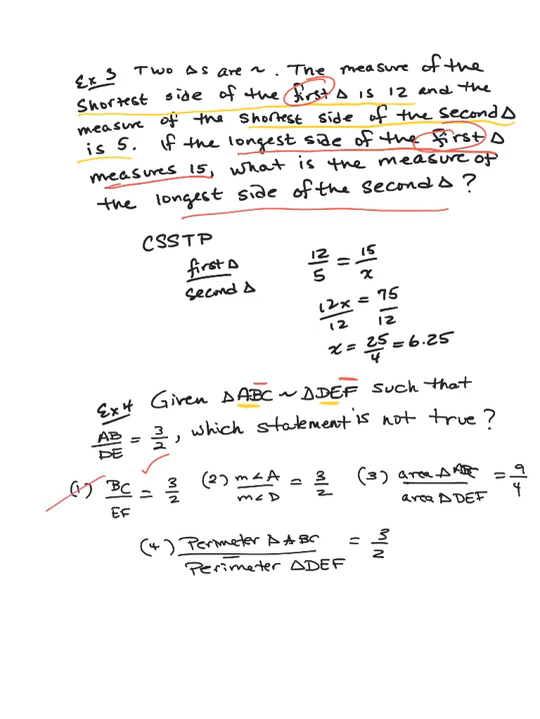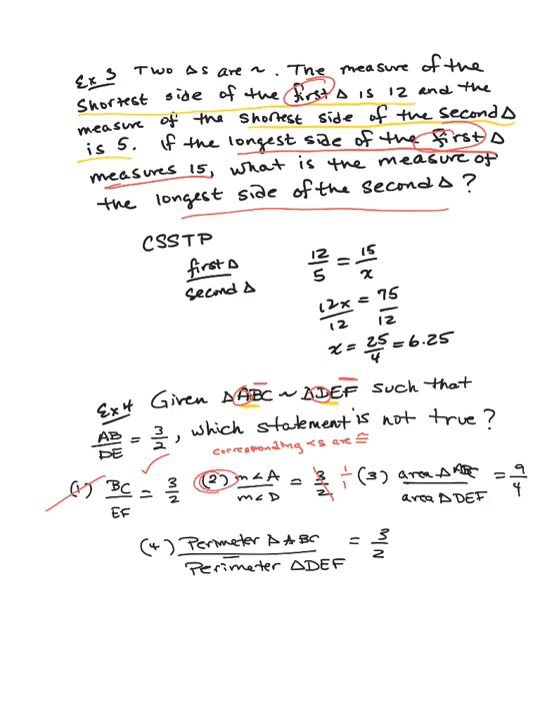Okay, so that's not the answer. The measure of angle A to angle D. Well, corresponding angles are congruent, right? Corresponding angles are congruent, so that means they'd be in a 1-to-1 ratio. So therefore, this is not true.